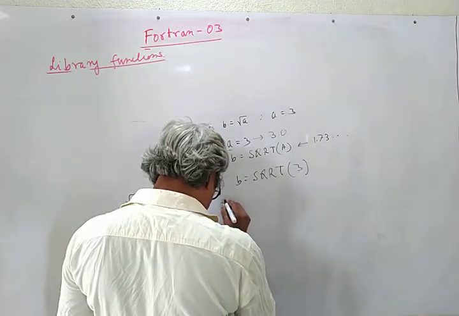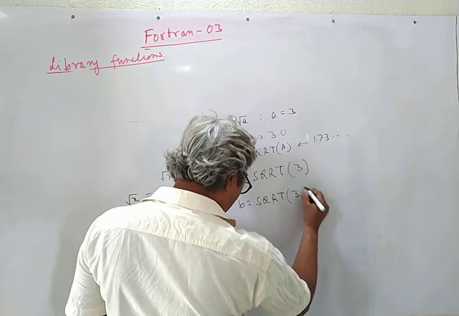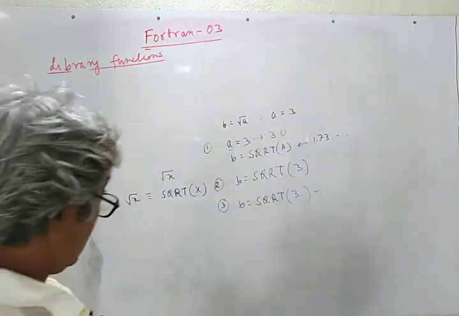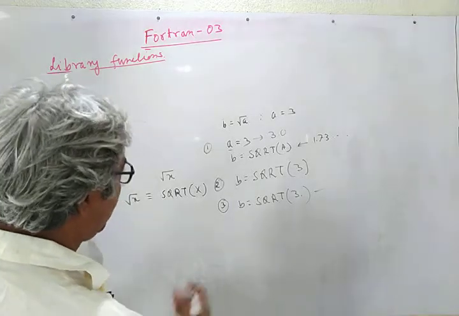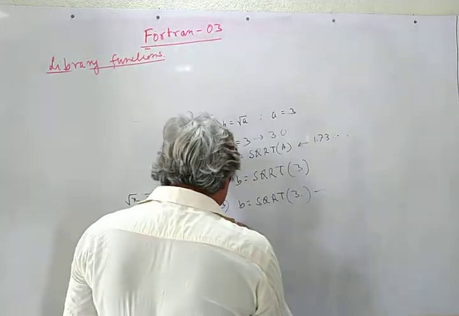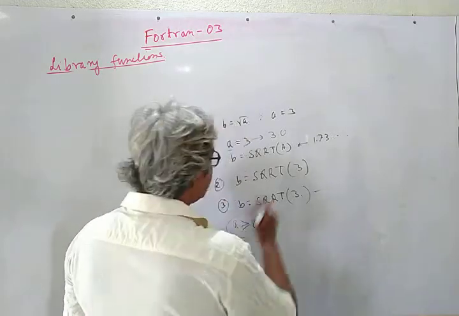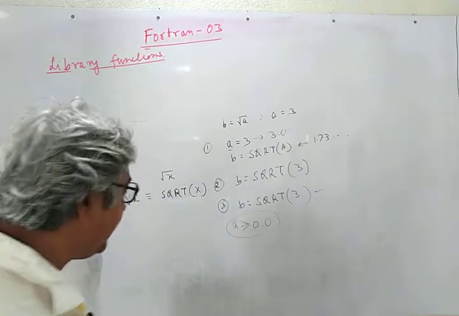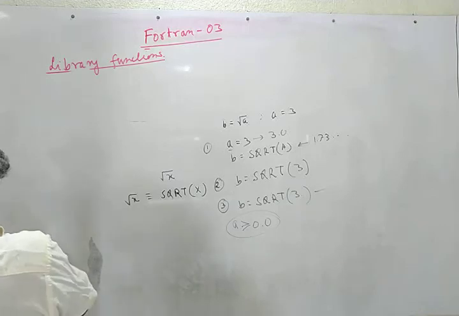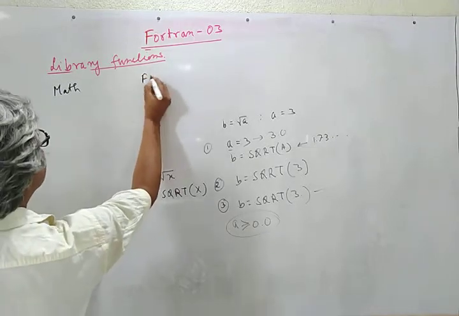The third way of doing it is b is equal to square root of 3 point. It gives you the correct result because it is in real mode. With this, I am going to list a few functions here and the precautions will be stated. Another thing is that A must be greater than or equal to zero. The constant A, that is the argument, should be a real, non-negative argument. So, first is the mathematical statement and then the Fortran statement.